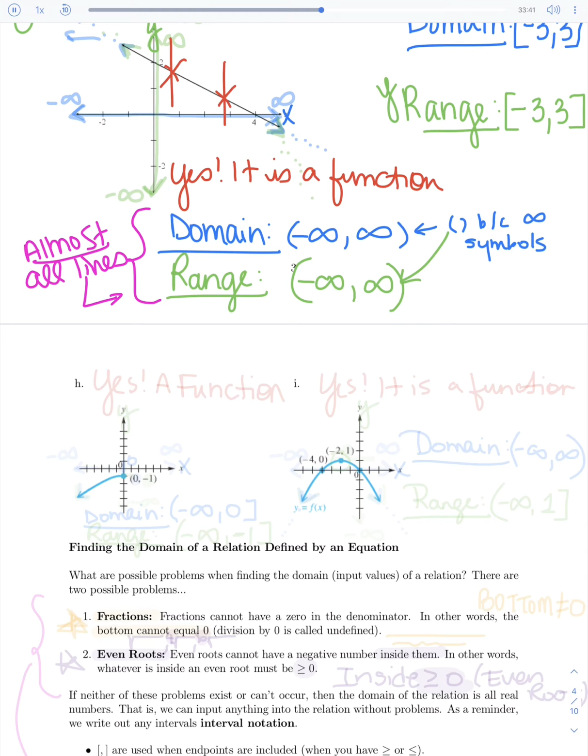Two more. So in H, again, it will pass the vertical line test. Vertical lines will only hit once, so it is a function. Okay, let's talk about its domain and its range.